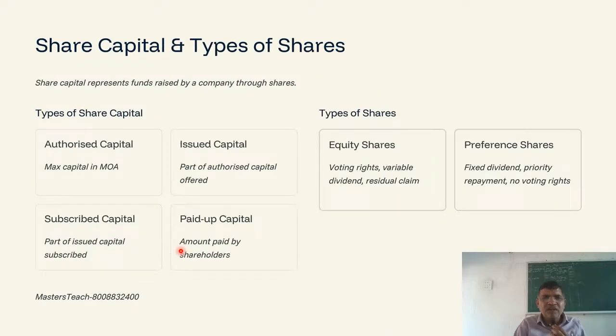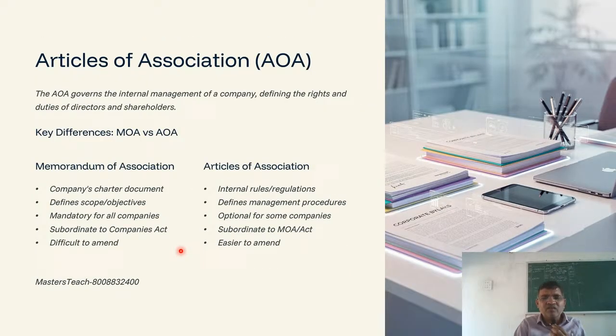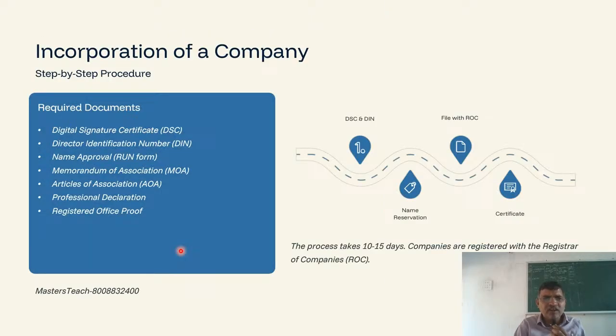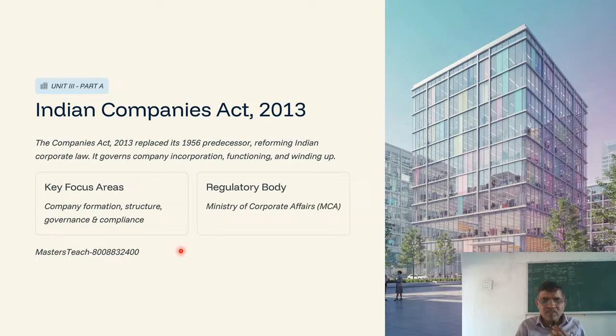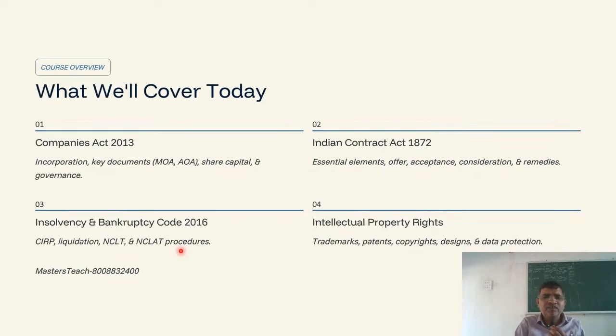Different types of companies, different shares, okay. What is the memorandum of association, what is the articles of association, how company formation actually takes place. So these are the things I covered: the Indian Companies Act 2013, the Indian Contract Act 1872, the Insolvency and Bankruptcy Code 2016, then intellectual property rights.